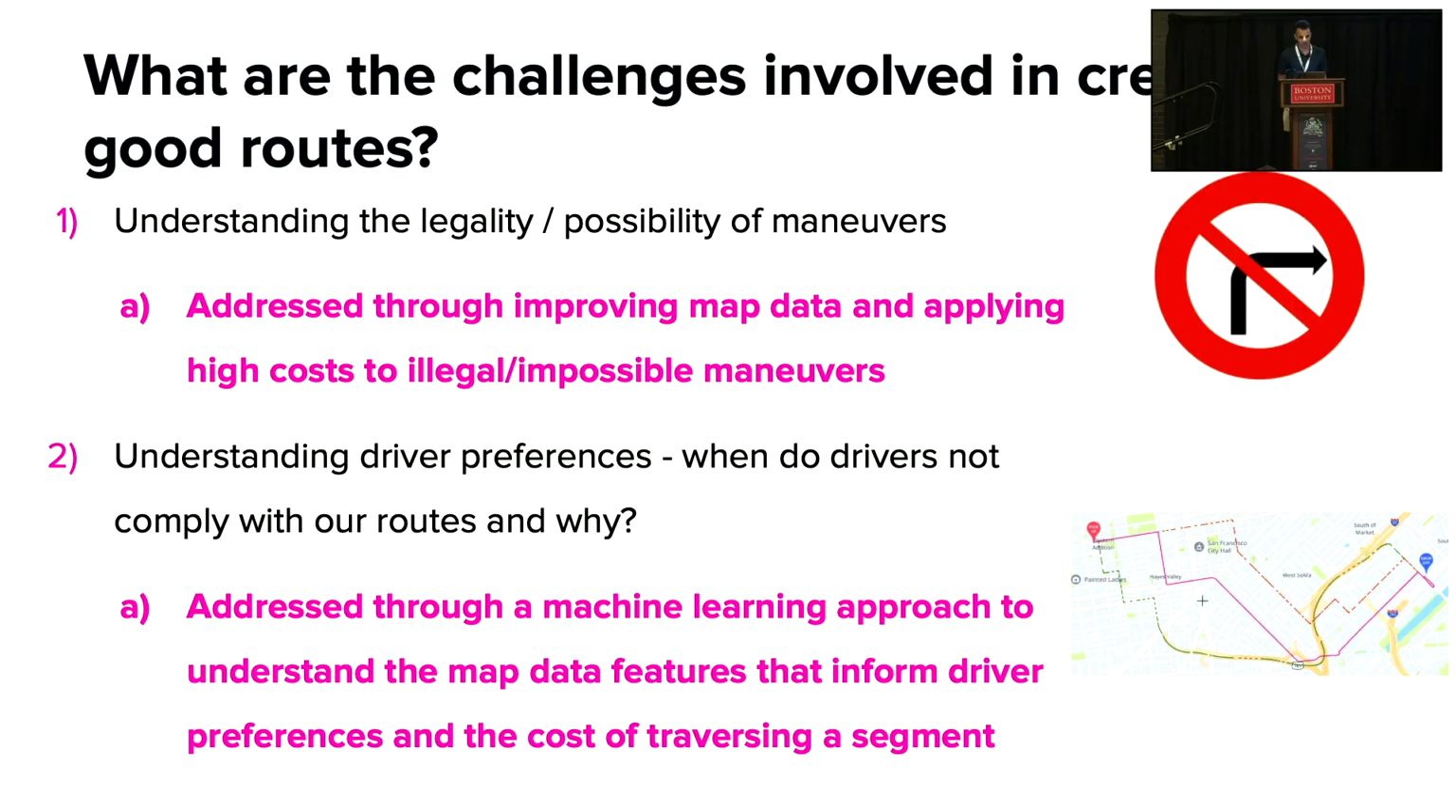There are 2 different components that represent the main challenges. One is understanding the legality or possibility of certain maneuvers. So things like turn restrictions, road geometry that just doesn't allow you to make different turns. These are addressed through understanding and improving the map, as well as applying high costs to illegal or impossible maneuvers. The second, which is a bit more challenging, is how do we understand driver preferences?